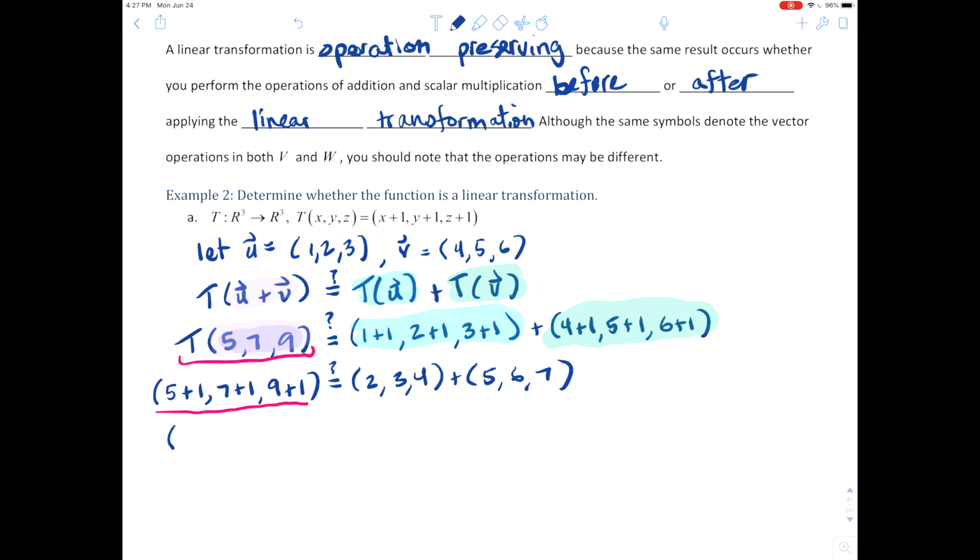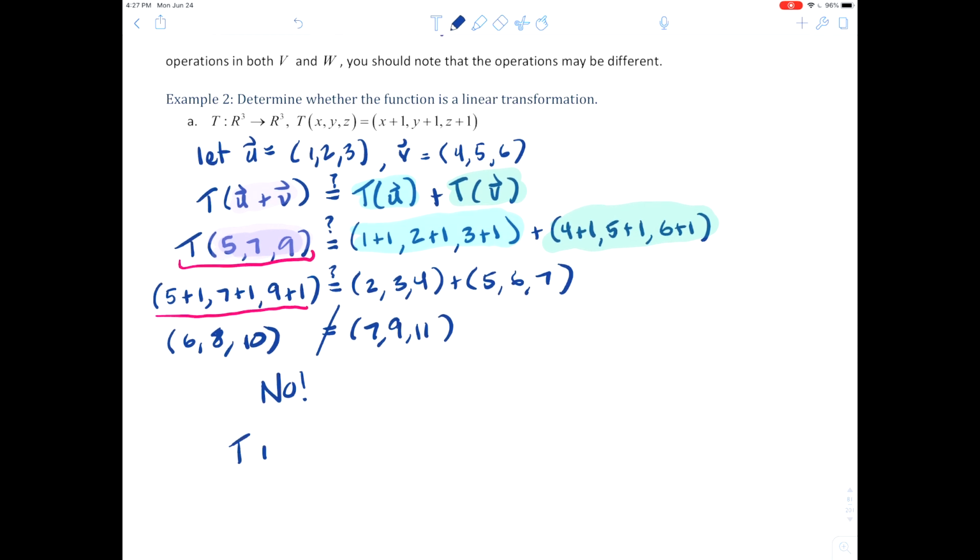So what do I get for this one? I get 6, 8, and 10. Is that equal to 7, 9, and 11? Nope. T is not a linear transformation. It is a transformation, it's just not linear.